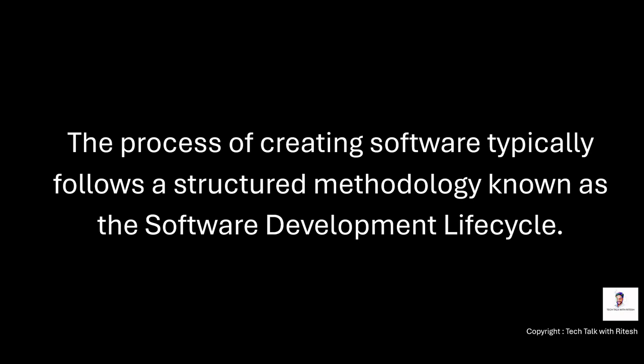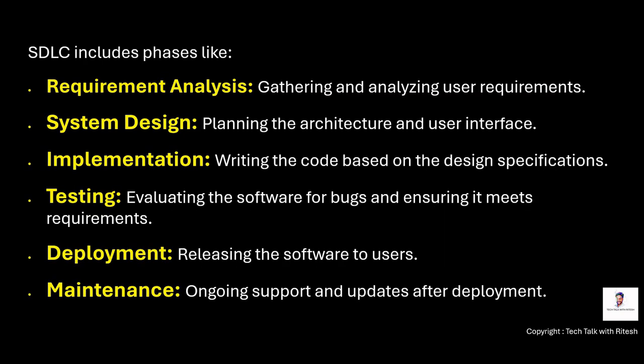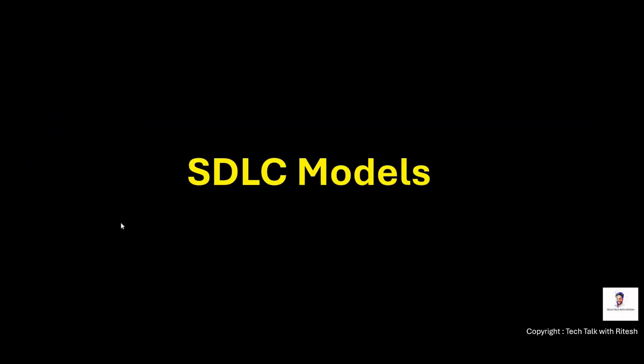Okay, so the process of creating software typically follows a structured methodology known as the software development lifecycle. For example, we have done the requirement gathering, analysis, then system design, then the implementation, then quality assurance, deployments, etc. Right? So there is a way for those steps to be executed, and those come under SDLC. SDLC includes phases like we covered earlier: requirement analysis, system design, implementation, testing, deployment, and maintenance. And we have already learned about them.